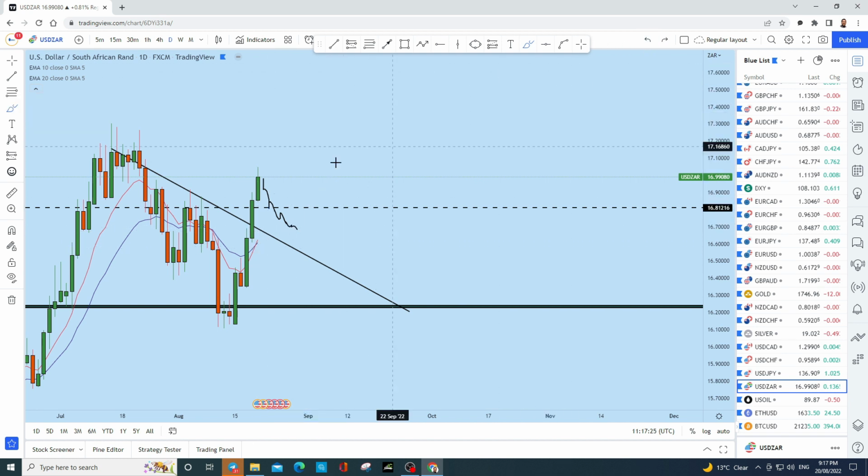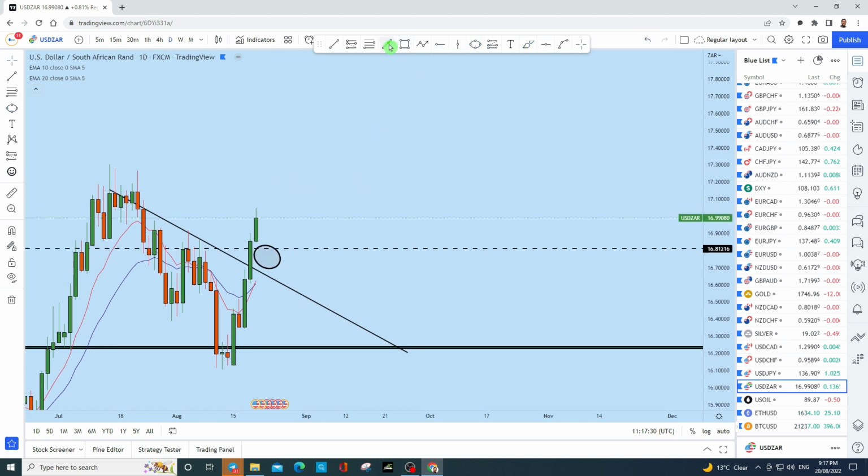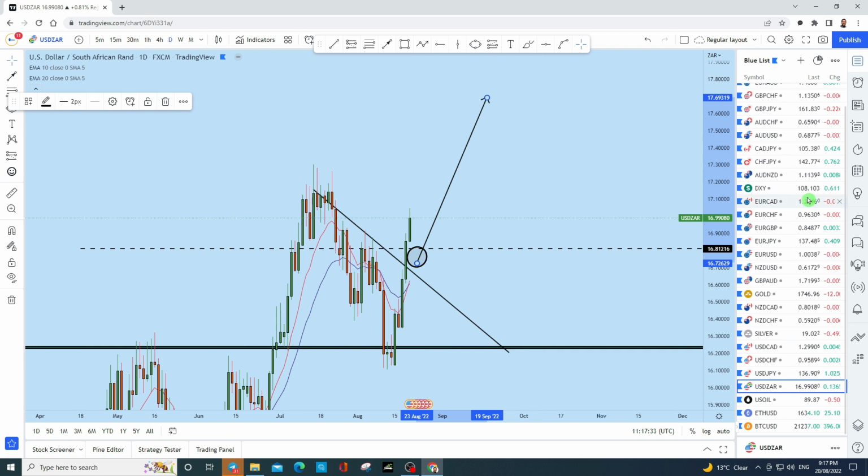So if this is the case, if the price really retraces to this level, which is what I'm expecting, in that case we'll consider going long on USDZAR with a high risk to reward ratio. Now let's look at US oil.